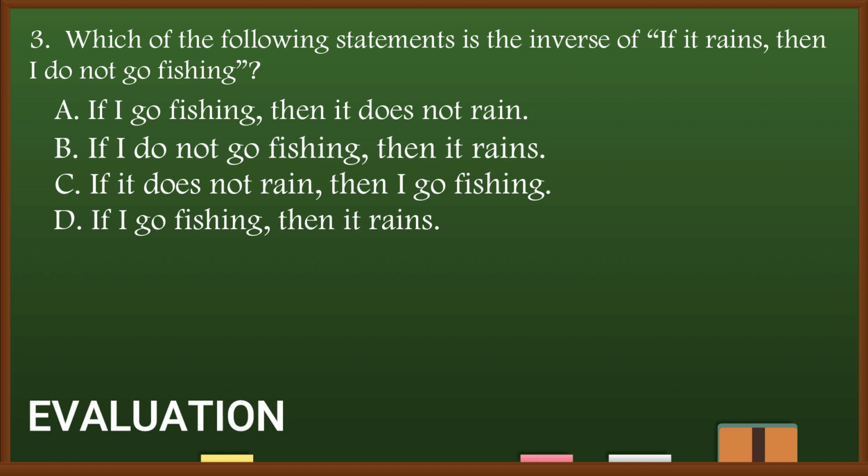The correct answer is C. To get the inverse, we simply get the negations of both the hypothesis and the conclusion. The negation of the hypothesis, it rains, is it does not rain. And the negation of the conclusion, I do not go fishing, is I go fishing. Therefore, the inverse of the given statement is, if it does not rain, then I go fishing.